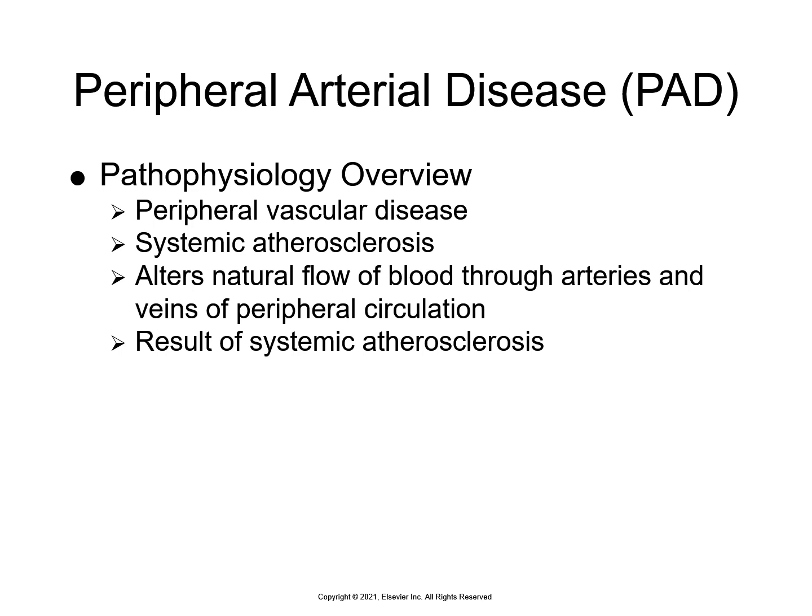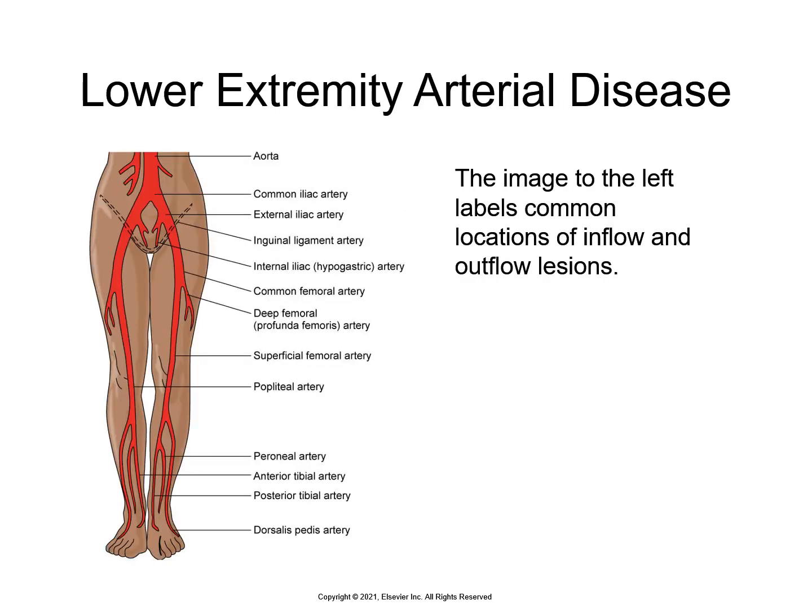The pathophysiology is related to peripheral vascular disease due to systemic atherosclerosis. It's a narrowing of the arteries, which results in a reduced blood flow to the head, the arms, the stomach, and legs. It usually affects the arteries in the legs, and this will cause leg pain when they're walking. So, this includes disorders which change that natural flow of blood through the arteries and veins of the peripheral circulation, and it will cause decreased perfusion to all of the body tissues.